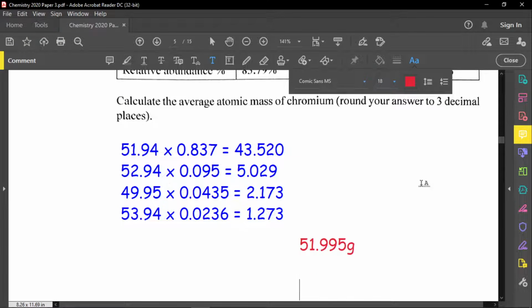So if you look in the periodic table, you will see 52 grams. Based on the periodic table, you will see 52 grams. By calculation, however, based on the abundance of isotopes, it is 51.995 grams. Great.